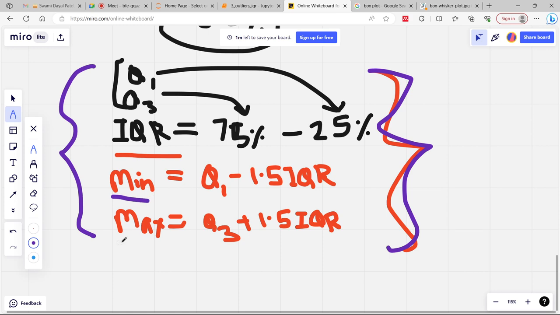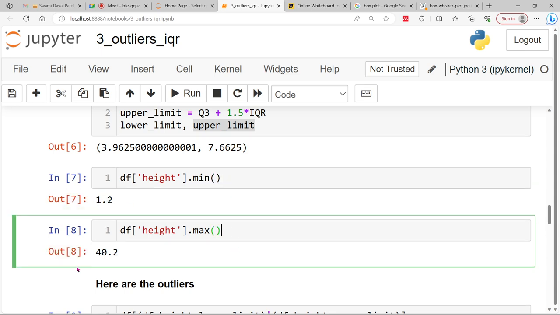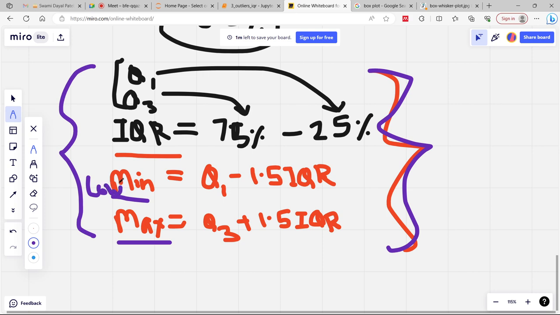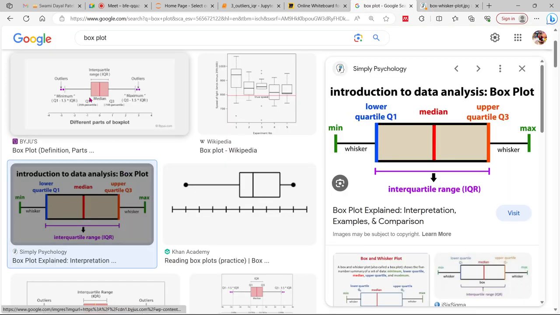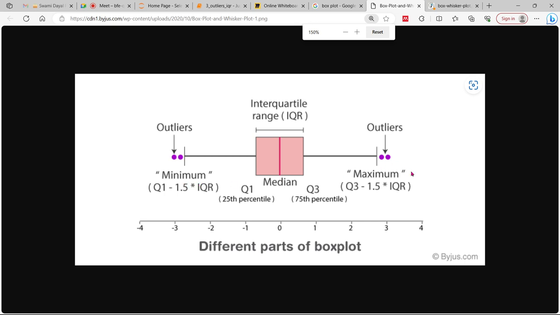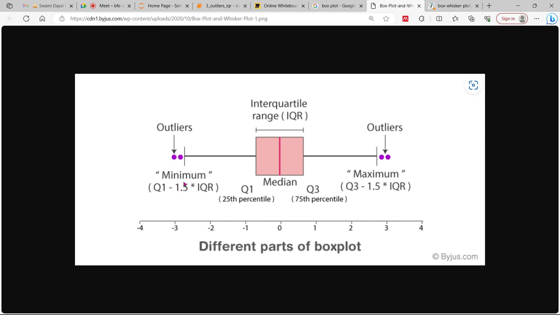Now, beyond this minimum and maximum value I have shown you here, this is not the same minimum and maximum. This is something like 1.2 and the maximum is something like 40.2. But we have the lower limit here and the upper limit. I can call it the lower limit instead of minimum, and I can call this one the upper limit, right? Which means in this box plot, you can see in this image, outliers are the values beyond the minimum or maximum. Any value beyond this lower and upper limit, 3.96 and 7.66, is called an outlier, and you want to remove this outlier. So the left-hand side outliers will include the minimum and the right-hand side outliers will include the maximum, which justifies my earlier statement that it's not the same minimum and maximum.